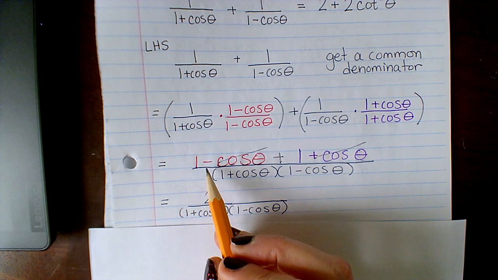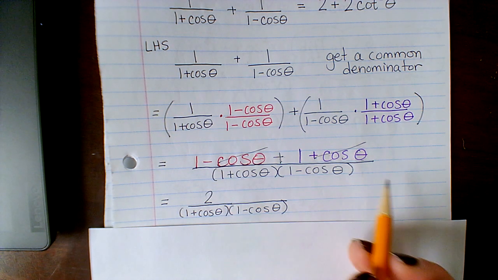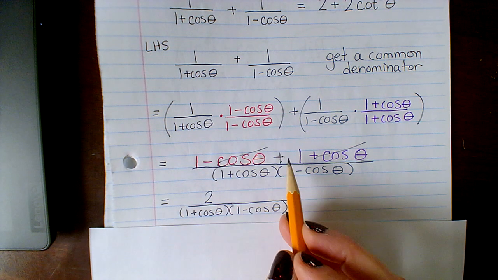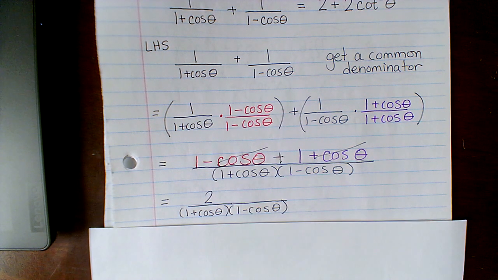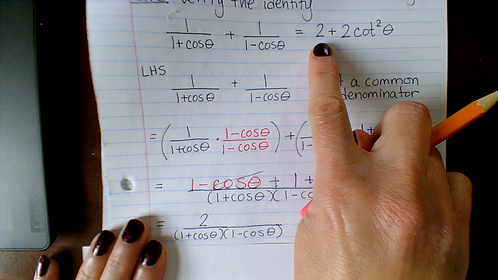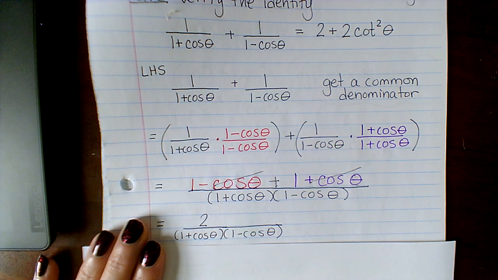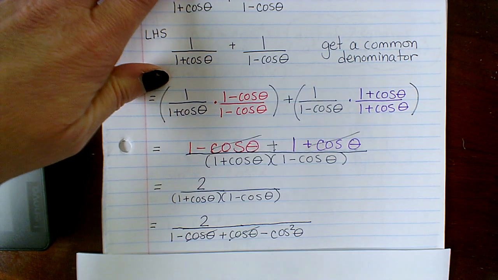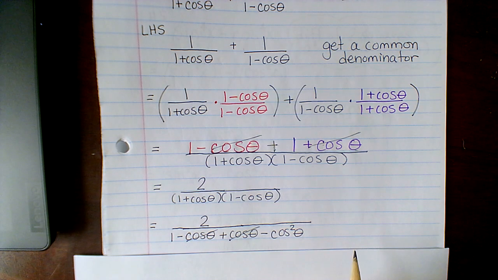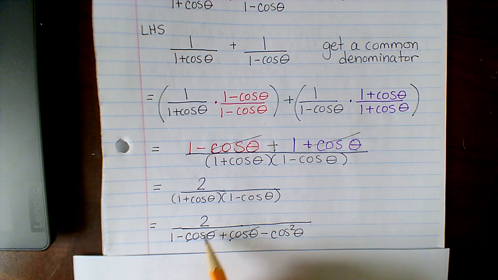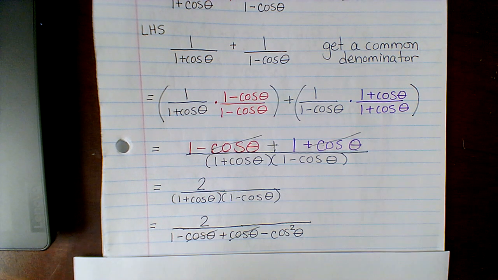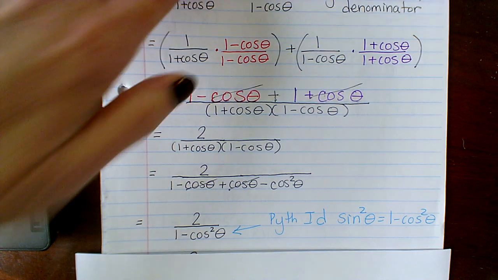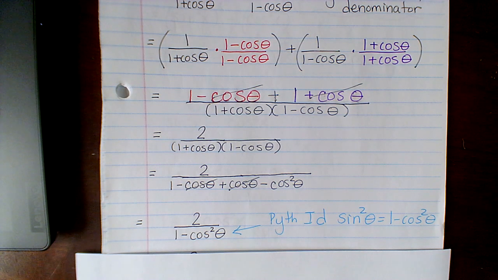And then combining like terms, that's a minus cosine, that's a plus cosine, so those zero off, and I get this. 1 plus 1 is where that 2 comes from. That's promising because we know that this right-hand side up here that we're working toward has a 2 in it, so that's a good sign. Now, foiling out the denominator, we're going to get 1 minus cosine plus cosine minus cosine squared. Those two are going to zero off. So we just get 2 over 1 minus cosine squared theta.